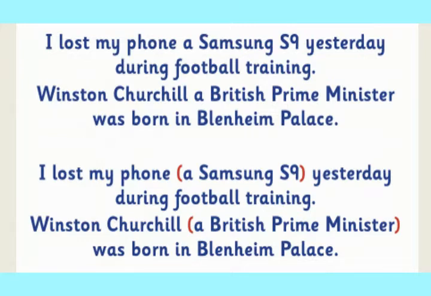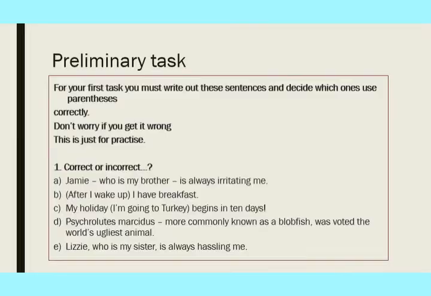I lost my phone (a Samsung S9) yesterday during football training. Winston Churchill (a British Prime Minister) was born in Blenheim Palace. Okay? These are all without the brackets, the parentheses. Here's how it should be written. I lost my phone (a Samsung S9) yesterday during football training. Winston Churchill (a British Prime Minister) was born in Blenheim Palace.